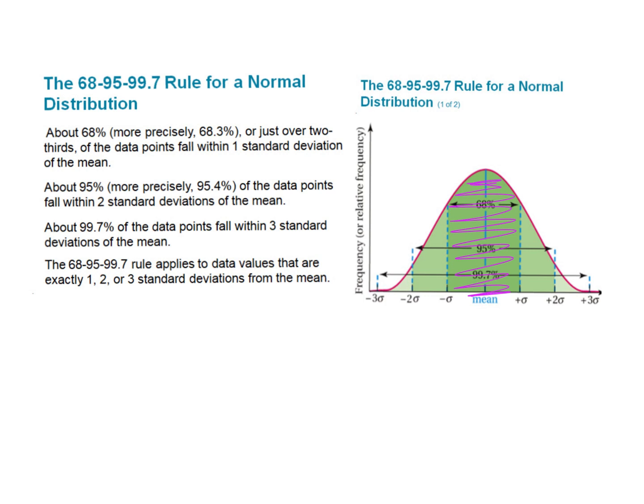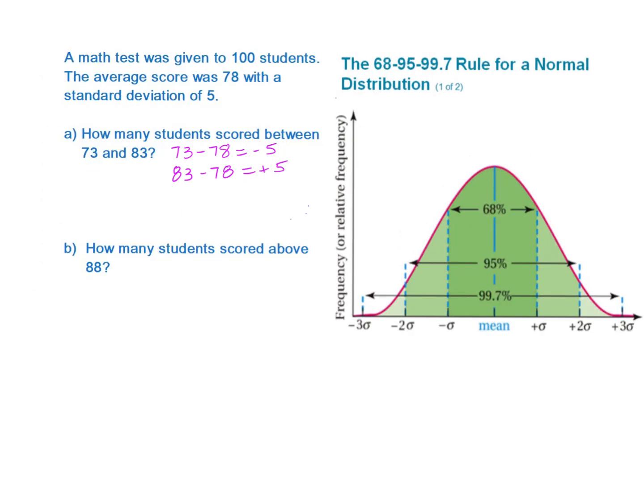And then if we move outward and we include two standard deviations, now we're talking about 95% of our data. And if we say three standard deviations, you can be three standard deviations away from the average. Now you're looking at almost all the data, or 99.7% of the data. So let's do a couple problems. So let's take a look at an example.